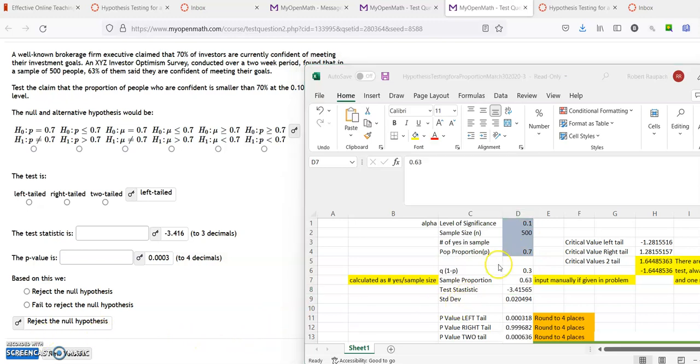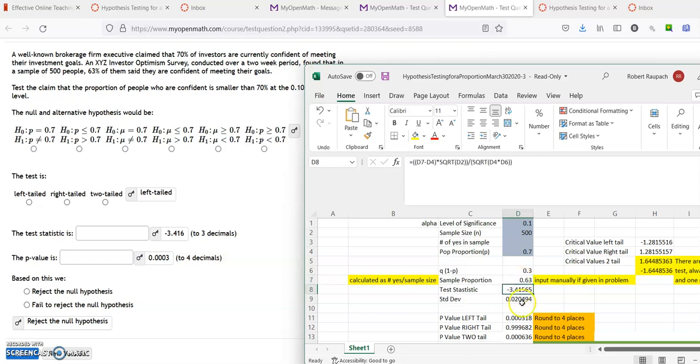Sorry, the sample proportion does go here, but I inadvertently put in 0.7 before I realized I messed up. The sample proportion is 0.63 right here. If you notice right here, that goes here. This is blank. You don't need it because that's what you're after, and they gave it to you. So just manually enter it right here.